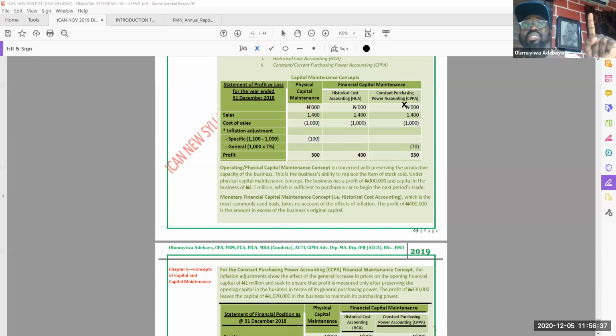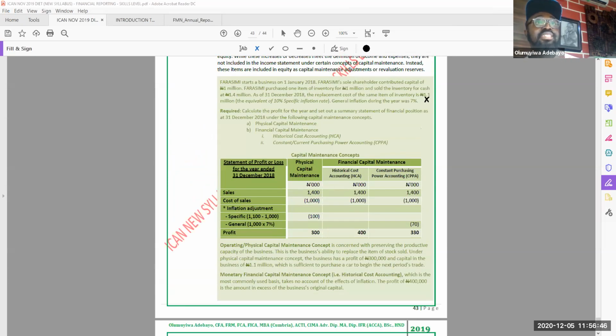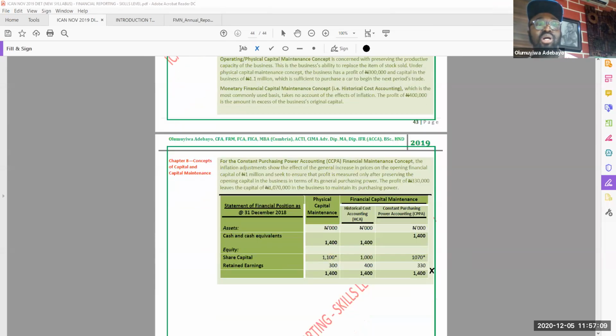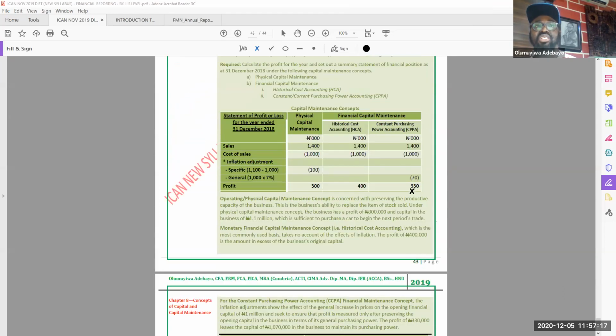But if you go by way of current purchasing power accounting, which is a real concept under financial capital maintenance, you are still going to adjust for inflation, but using the general index of 7%. Remember, the general inflation index is 7%, the consumer price index, which is the average. What it means is that they've considered all commodities. Some will have inflation of 2%, some will have inflation of 10%, some will have inflation of 15%. When they average it, it is 7%. Now, using 7% will give you 70. And that 70 will increase your capital by 70 for loss of purchasing power. And you have 330 to play with as your share of what? Profit. You can say that.